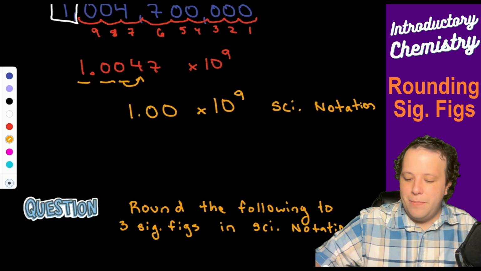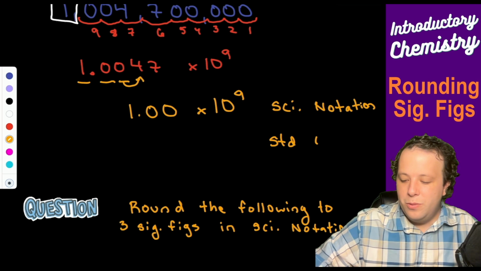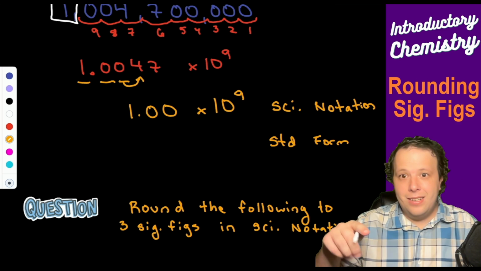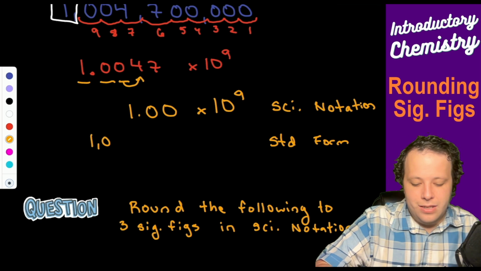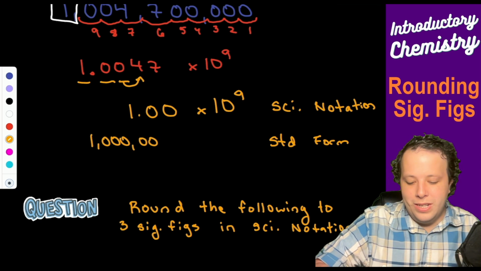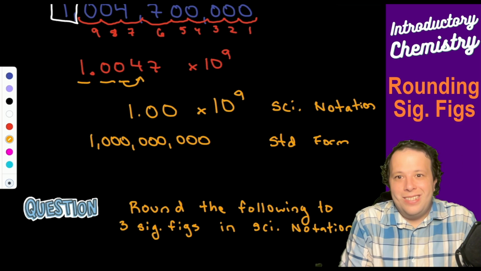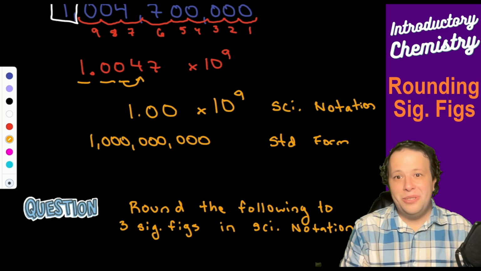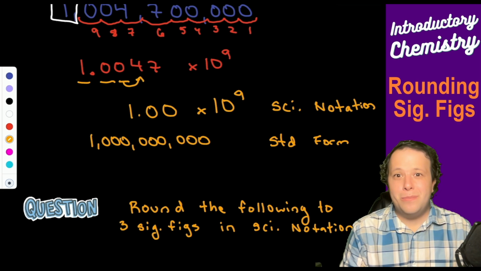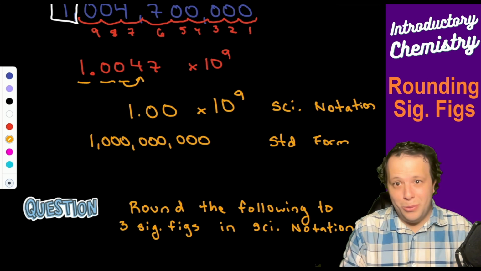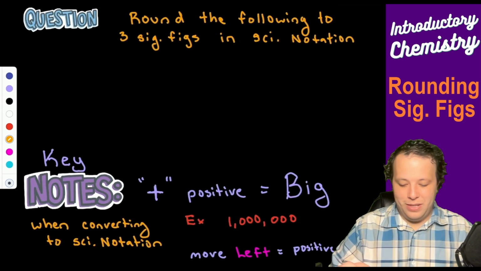And if we want to put that back to standard form, we could, where we just move that decimal place back 9 spaces to show what the big number originally was. As you can see, it gets rounded and you lose some of the digits along the way, but it helps it be in either standard form or scientific notation form as you're going through these.